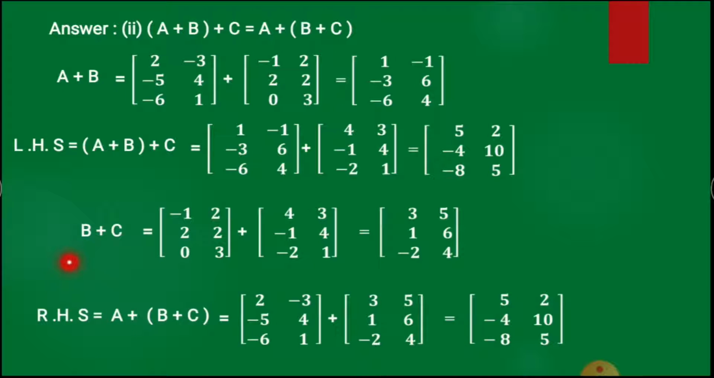5. So if you observe LHS and RHS, the elements of the first row for LHS are 5 2, for RHS also 5 2, for the second row elements are minus 4 10 and for RHS also the elements of the second row are minus 4 10, for LHS the elements of the third row are minus 8 5, for RHS the elements of the third row are also minus 8 5, that means LHS equals RHS. So matrix addition for the given matrix is associative. So we write here LHS equals RHS.